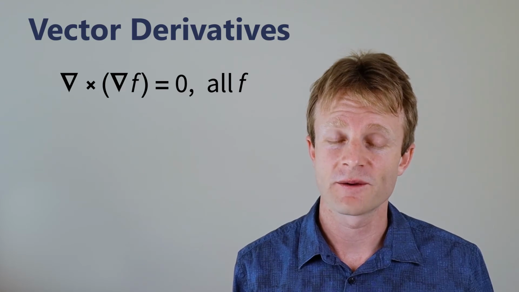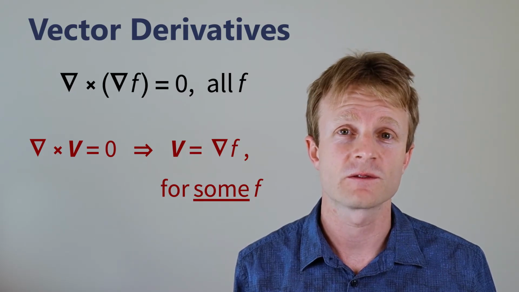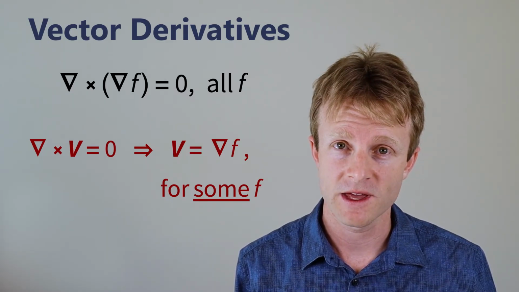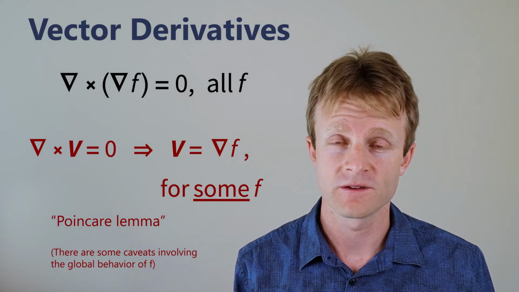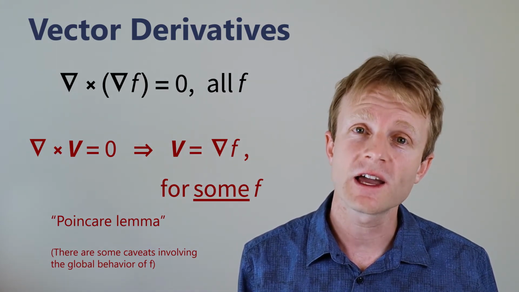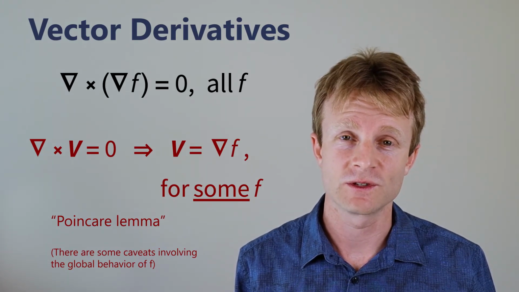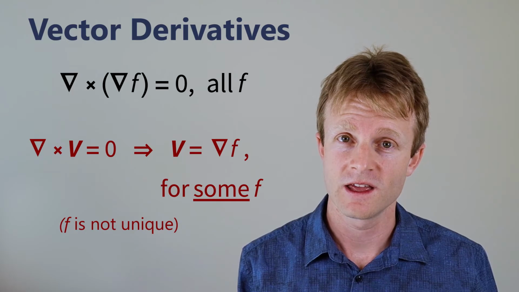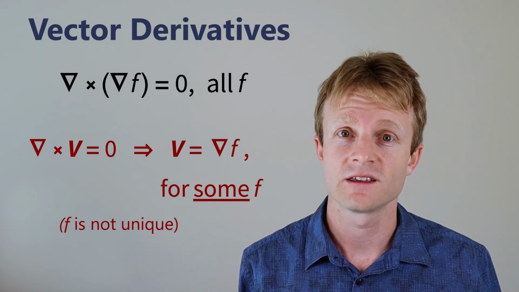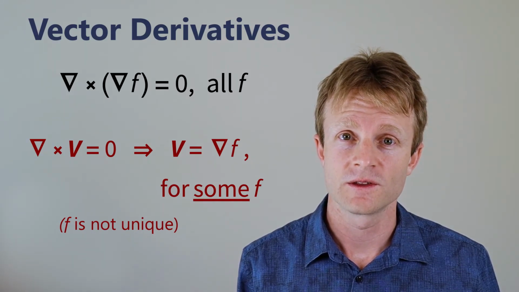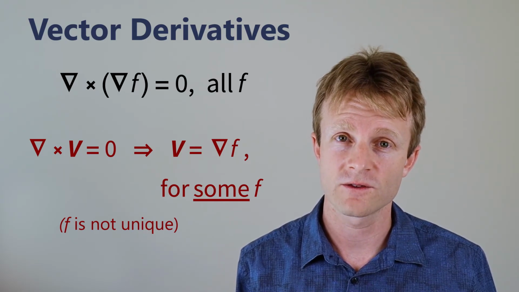Now the really interesting thing about this is it actually goes the other way. I'm not going to prove it, but there's a theorem, a special case of the so-called Poincaré lemma, that if you have a vector field whose curl is 0, if the curl of v is 0, you can always find a scalar field f such that v is the gradient of f. F won't actually be unique. You could add a constant to it, and it would still be a valid scalar field f whose gradient is equal to v. But nevertheless, you can always find such a scalar field if the curl of your vector field vanishes.